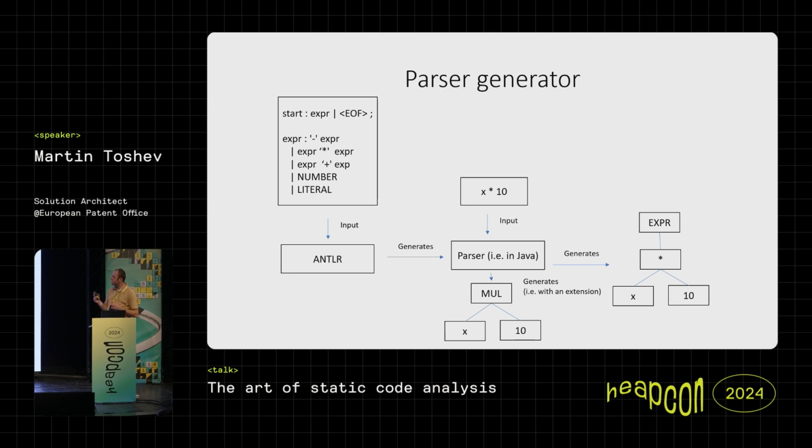That's why most parser generators eliminate some of the additional nodes and generate a more compact abstract syntax tree, which we can see on the diagram below. We have a multiplication node with the left and the right node, which are x and 10. This is a more compact model that we can use to analyze our source code.